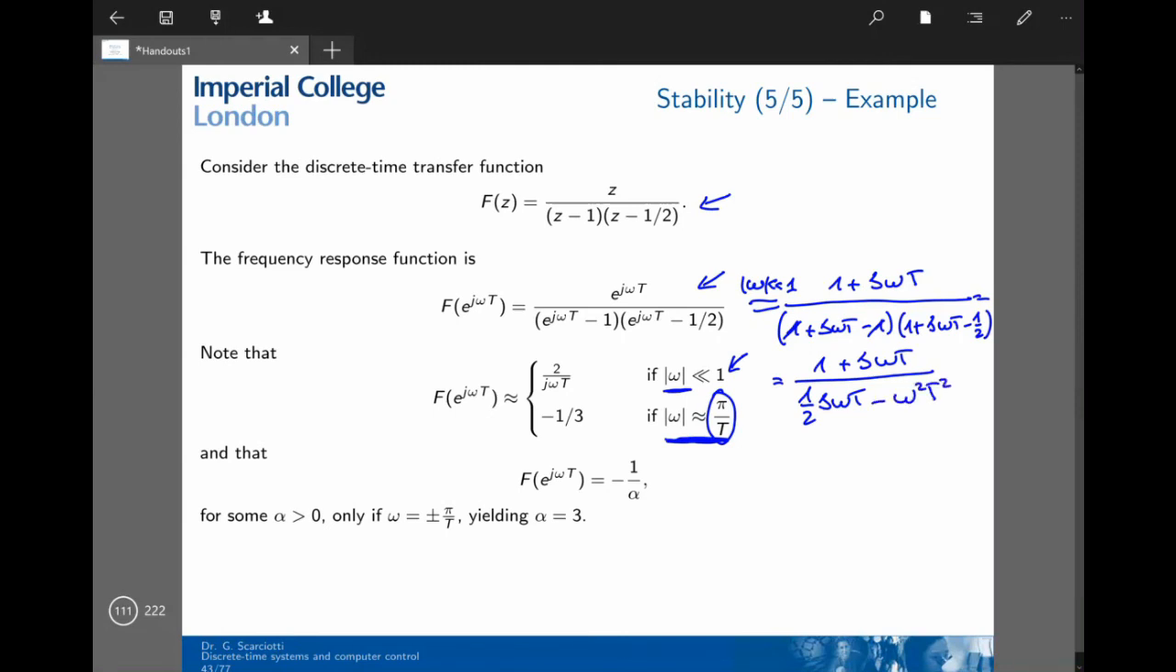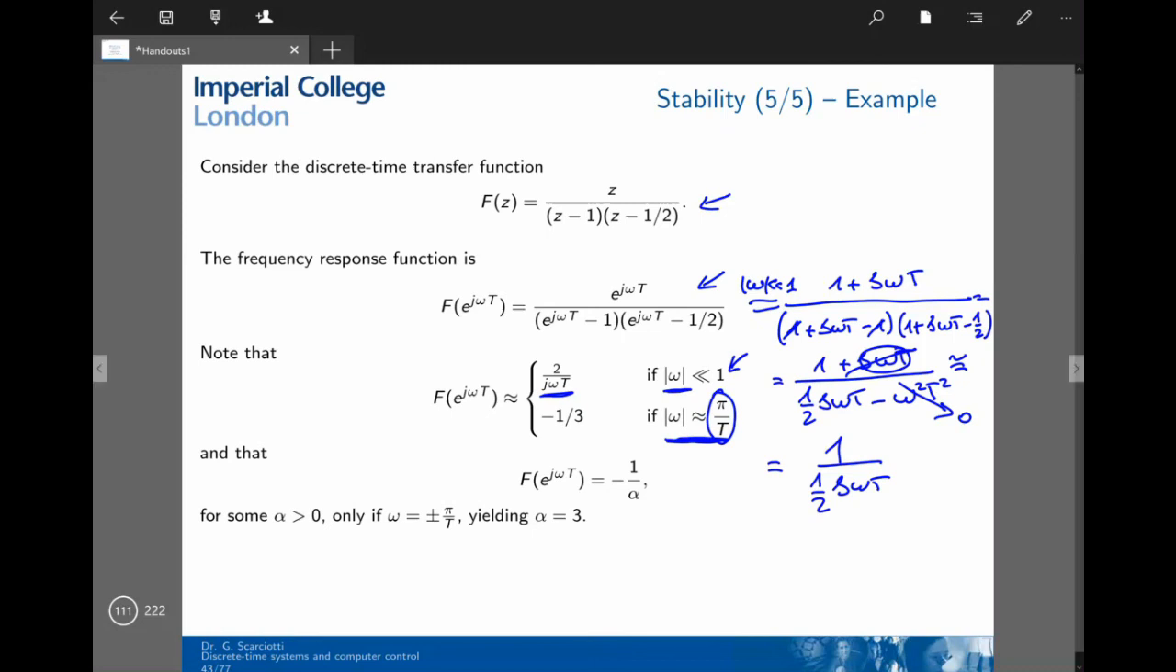Now, since omega is very small, this term does not play a role because it goes to 0 faster than this other term. And then we have 1 plus a very small number, so this term does not play a role. And so this is actually approximately equal to 1 over 1 half j omega capital T. That is the number that we have here.